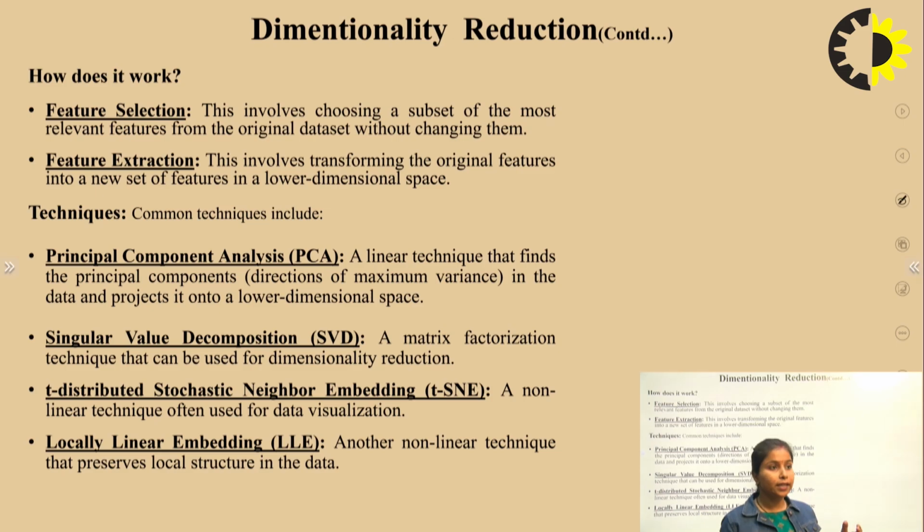The next technique is singular value decomposition. It is a matrix factorization technique that can be used for dimensionality reduction, also converting high dimensional data to low dimensional data. Next technique is t-distributed stochastic neighbor embedding, a non-linear technique often used for data visualization. And last is the locally linear embedding model, or LLE model, another non-linear technique that preserves the local structures in the data.